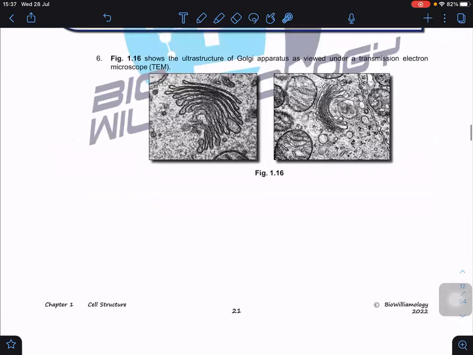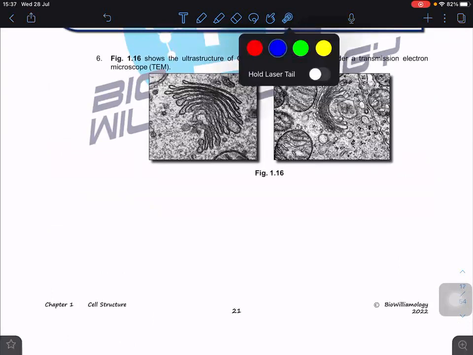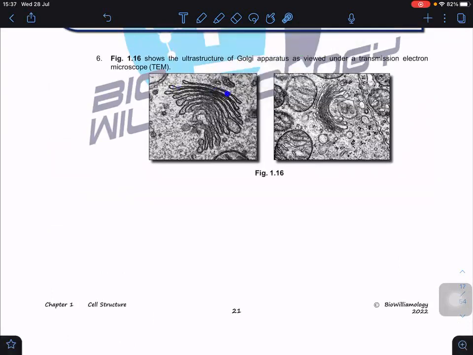If you look at the diagram here, in diagram 1.16, how do you differentiate the Golgi apparatus? Can you see that? They form an arch like this. So where is the cis face? This part is the cis face. This part is the trans face, with the Golgi vesicle. Can you see that here, the cis face? This one is the trans face. So Golgi vesicles are formed. So with this, we have finished the Golgi apparatus.